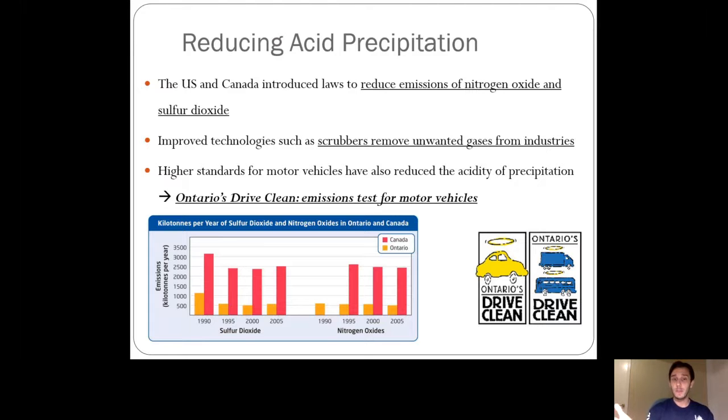Because if your car is emitting to a high enough concentration of these gases, you can't drive it. The Ontario government will not allow you to drive it. Okay, so that's actually a positive thing that the government has done and has done for a long, long time to ensure that every single person is doing what they can to not pollute and to diminish the acid rain in our environment. Okay, so that is the end of our third lesson.